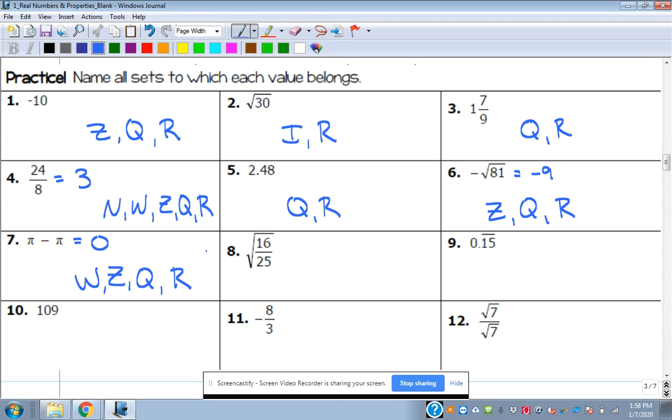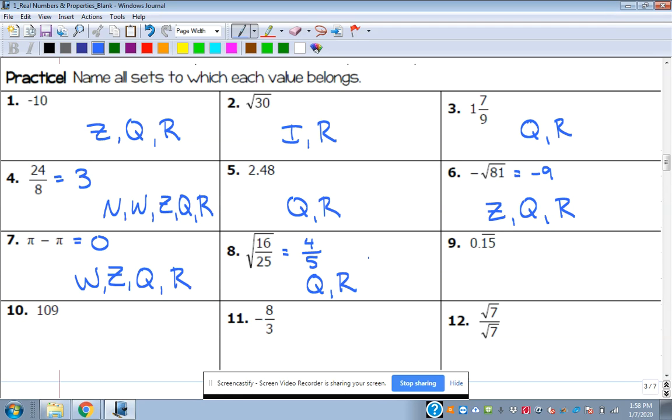This one's a little tough. It looks hard, but if you think just a little bit about square root of 16 and square root of 25, what is that? 4 over 5. Square root of 16 is 4. Square root of 25 is 5. So we're just doing the square root of the top and the square root of the bottom. And 4/5 is what kind of number? It's rational because it's a fraction, and it's also real. Nothing else.